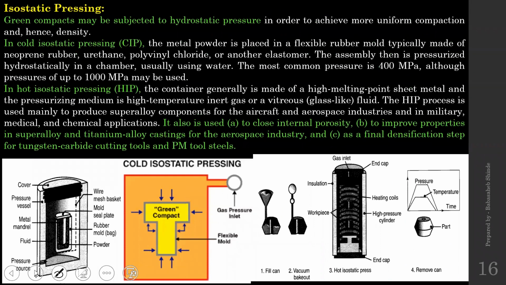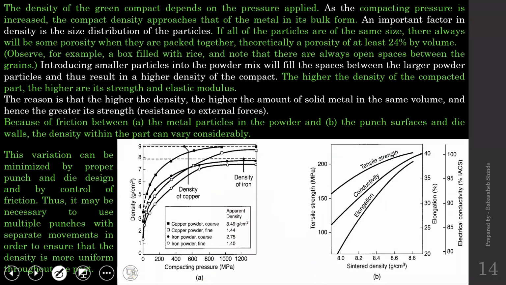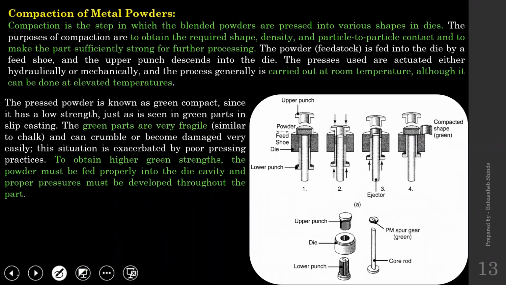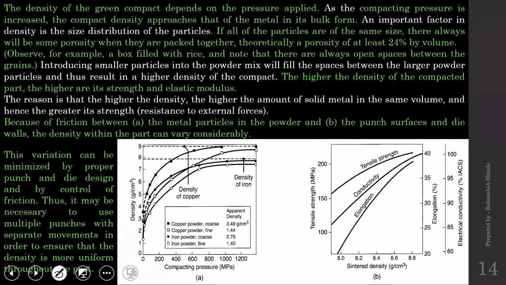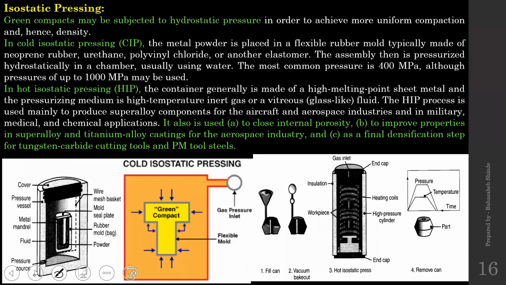Okay, so these are the various techniques used for compaction. In these two slides, we discussed what is meant by compaction and certain parameters associated with the compaction that we should be considering. And here we are going to take a look at a few compaction techniques. The first technique is isostatic pressing. Isostatic pressing is a technique where hydrostatic pressure is used for compaction.